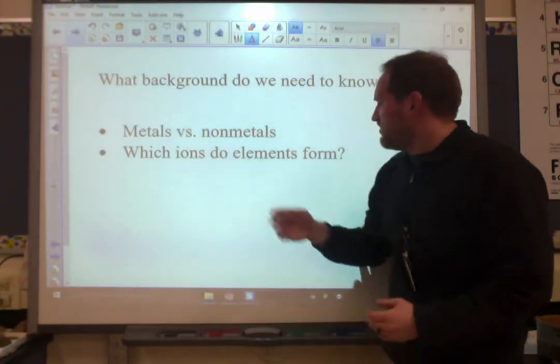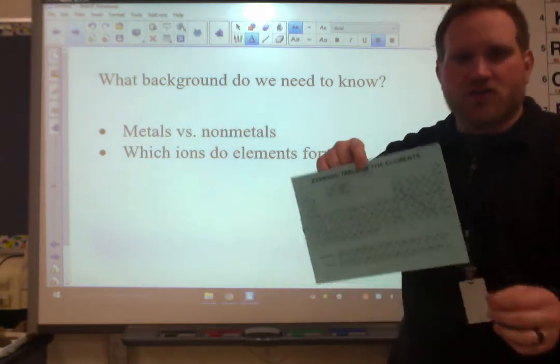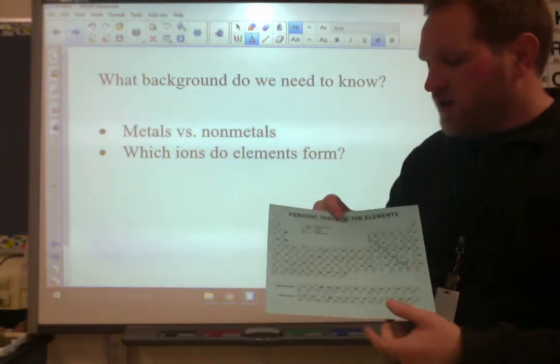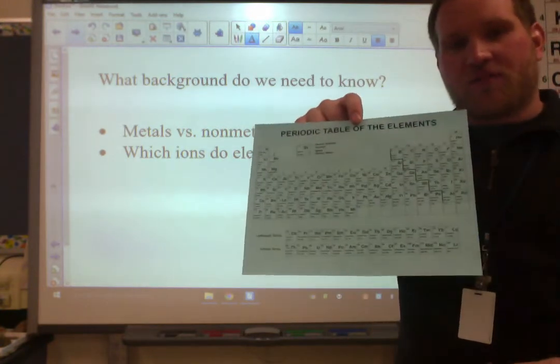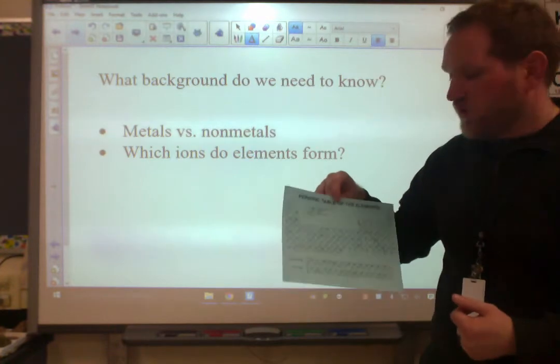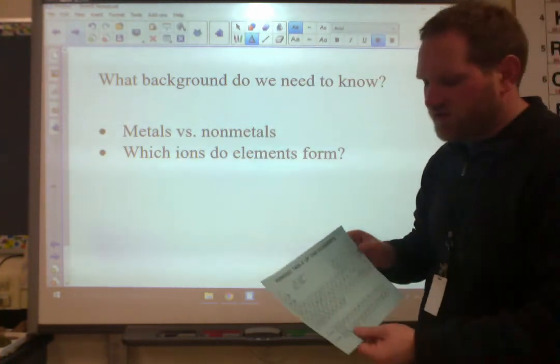Next thing you have to know is which ions do elements form. So on the periodic table, yours may be marked, but keep in mind during tests and quizzes, at least at the Chem 1-2 level, you're going to be given a fresh copy of this, so whatever annotations you make on it when you study won't be there for tests and quizzes. So you can mark it up all you want, but you've got to know this stuff. You've got to memorize certain things.